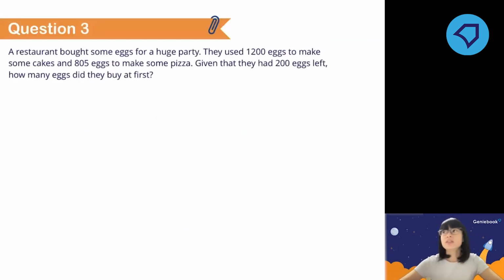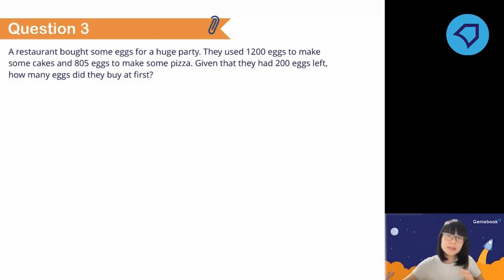Moving on, question number 3. A restaurant bought some eggs for a huge party. They used 1,200 eggs to make some cakes, 805 eggs to make some pizza. Given that they had 200 eggs left, how many eggs did they buy at first? This is a 2-step word problem. Do you guys know how to do? For those of you who are able to do addition of the 3 numbers, go ahead.